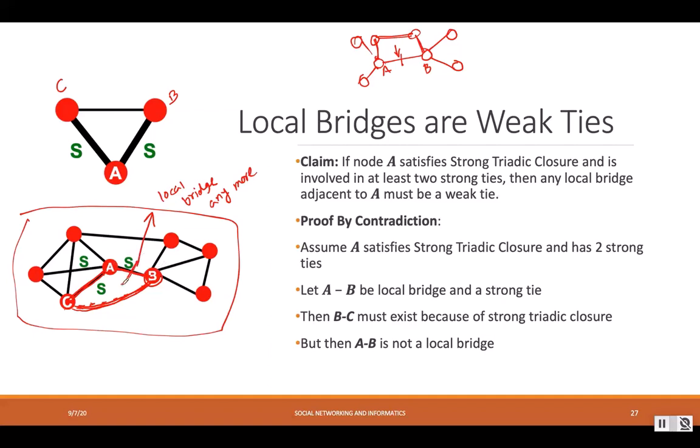Just delete the edge. If we delete the edge, the distance between A and B has to be strictly greater than 2. But if we delete the edge, the path from A to B is A to C and C to B, which equals 2. So AB is not a local bridge anymore. So by contradiction, if A satisfies the strong triadic closure property and is involved in at least two strong ties, then any local bridge adjacent to A is going to be a weak tie.